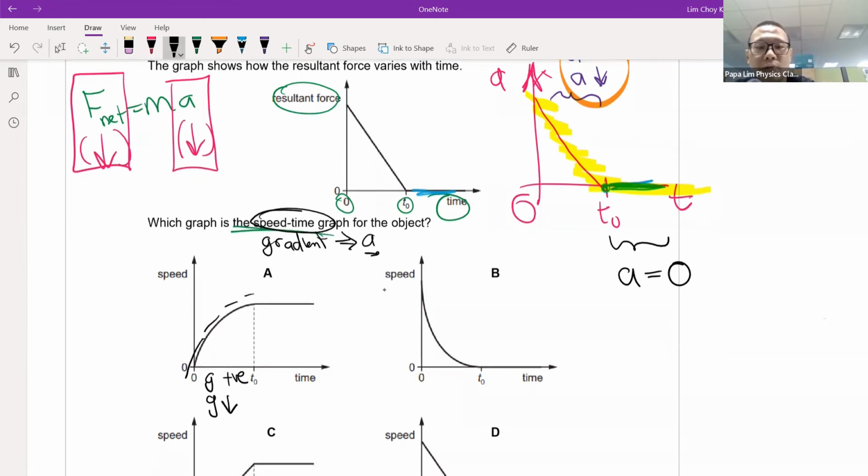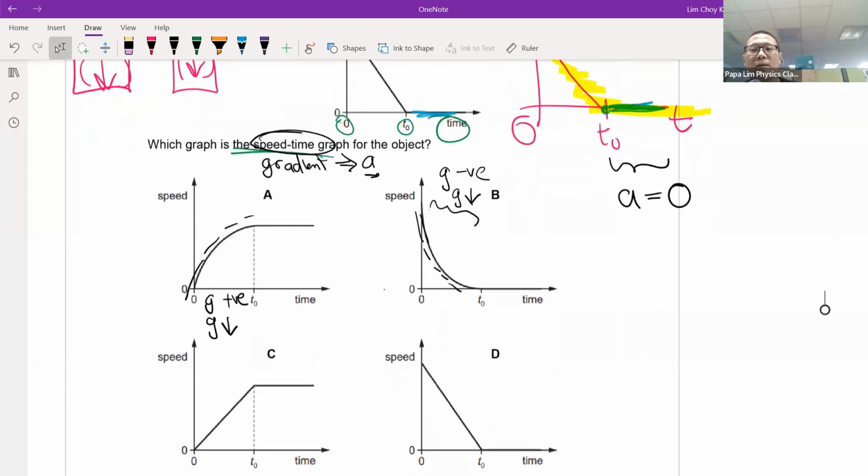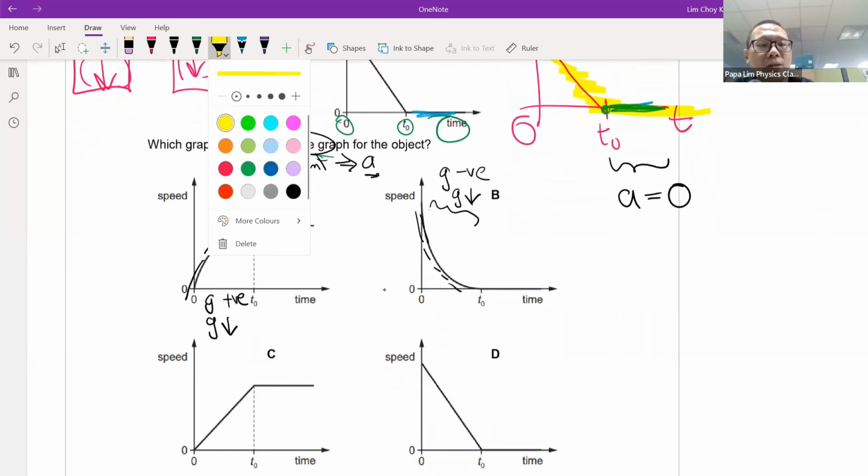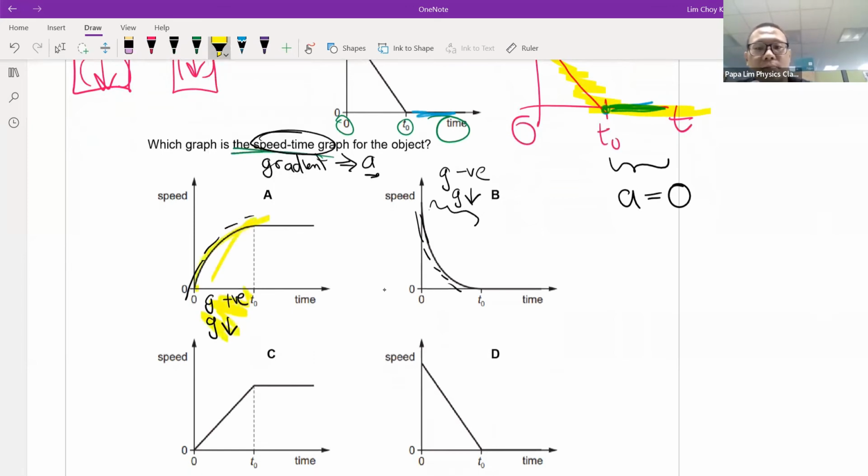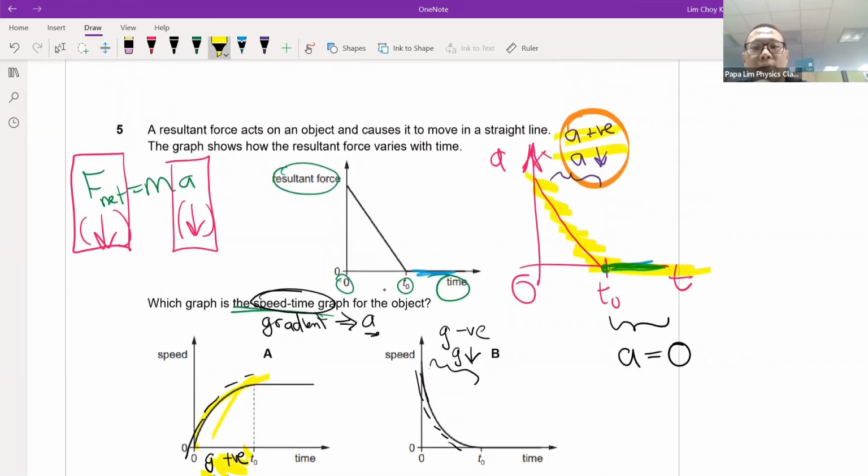For graph B, the gradient is getting gentler and gentler, and it is a negative sloping line. So between 0 to t naught, my gradient is negative, and it is getting smaller and smaller. If you do the same for the rest of the graphs, you find that option A fits the acceleration description here.